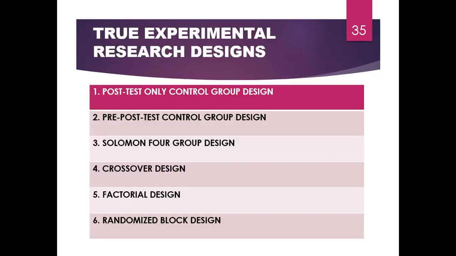So coming to the true experimental designs. Experimental research designs deal with the effect of the independent variable on the dependent variable. This design is very powerful for testing the hypothesis of the causal relationship among the variables. There are 6 types of true experimental research designs: 1. Post-test only control group design. 2. Pre-test post-test control group design. Solomon four-group design. Crossover design. Factorial design. And randomized block design. Now let's see one by one.